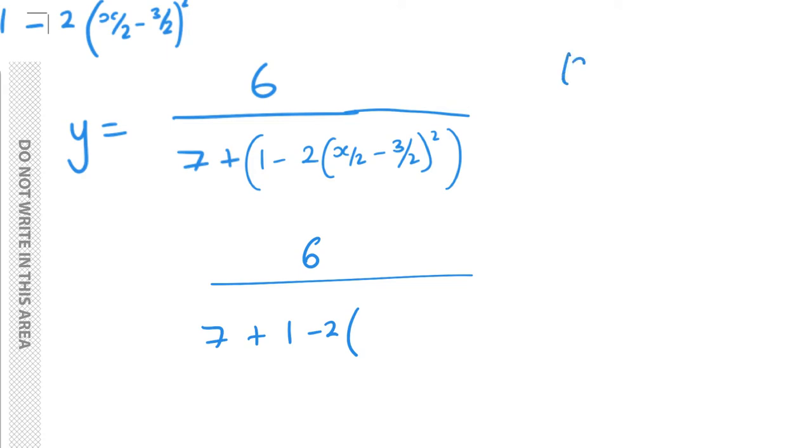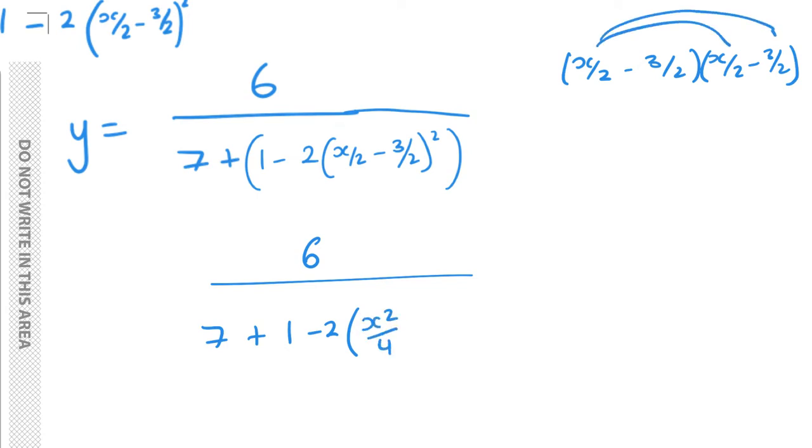Okay. I'm going to get x over 2. Actually, if I take out... no. Minus 3 over 2, x over 2 minus 3 over 2. So I'm going to get x squared over 4, minus 3x over 4, minus 3x over 4 plus 9 over 4.